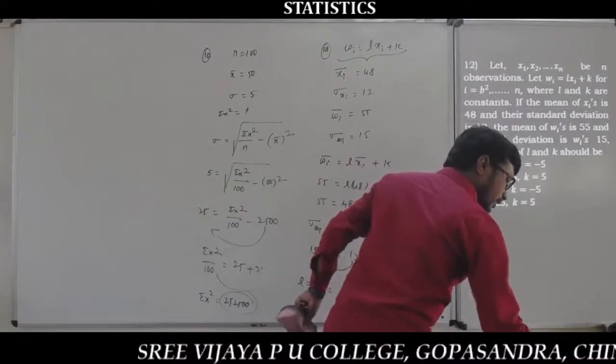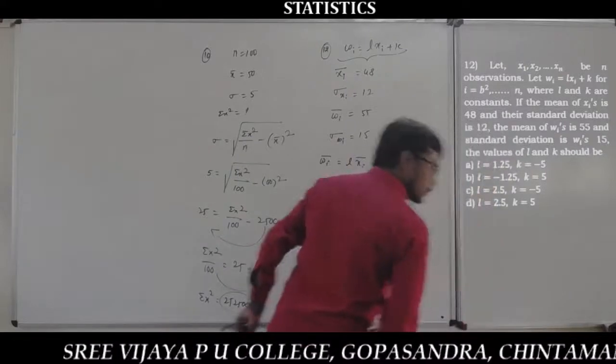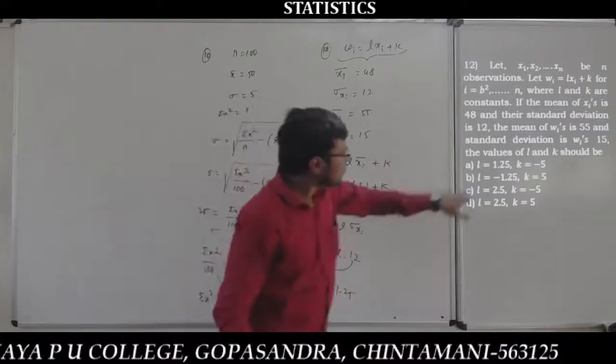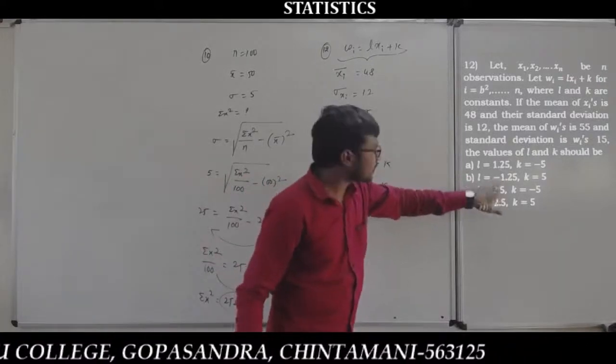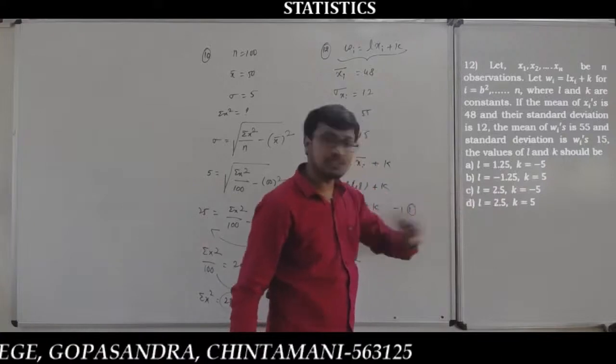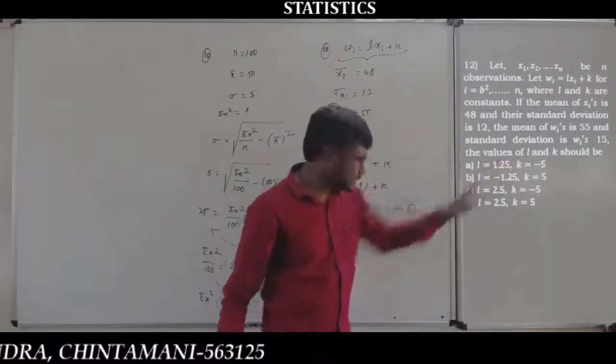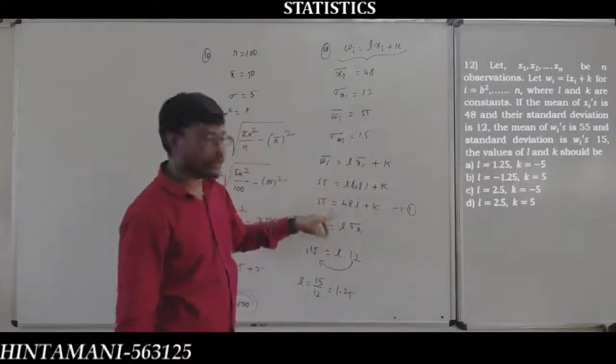So 15 divided by 12, you will get 1.25. So this is the L value. Okay, see, so you got L equals 1.25. Here it is negative, and here it is not, so options B and C are out. So obviously option A. But to find the k value, just substitute this L in the given equation.